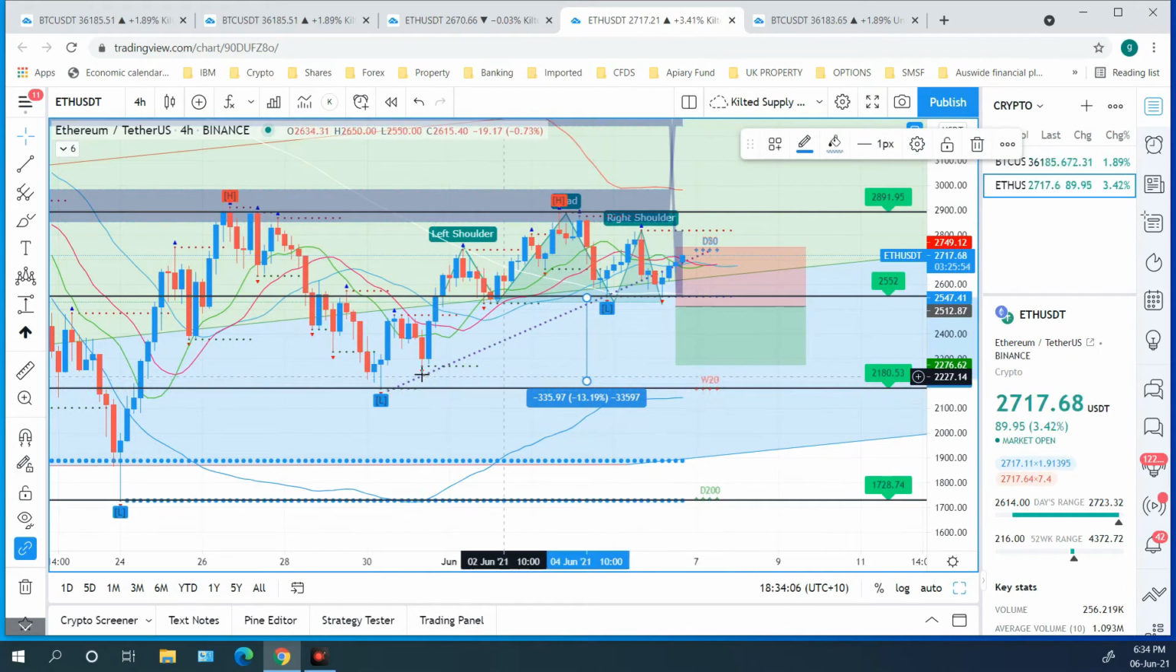lo and behold, we've got our level here, which is our weekly 20. We can see this was a key level. We came down, tested it, retested it, then zoomed up.